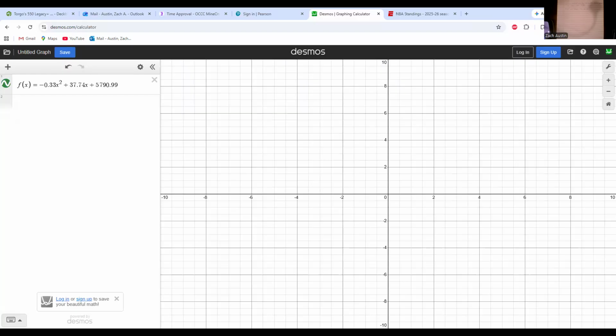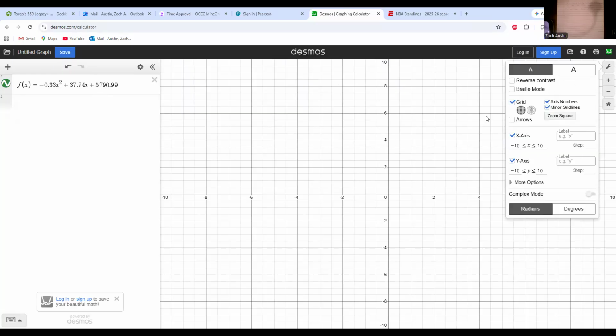Okay, and I've already done that, but you'll notice when I have it on a standard window, I can't see anything, right? So I need to adjust my window. It makes sense because our y-intercept is going to be almost 6,000, right? We only see 0 to 10, so our y values are kind of useless here. We're definitely going to have to play with our window a little bit if we want to get a good graph of this.